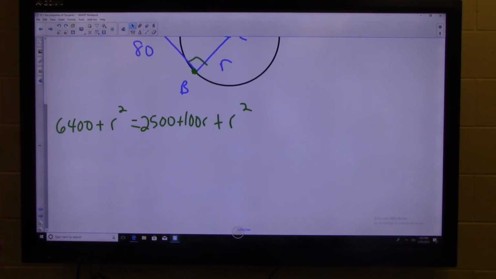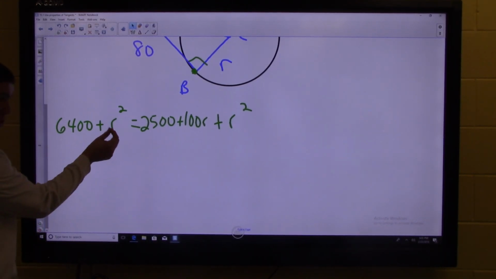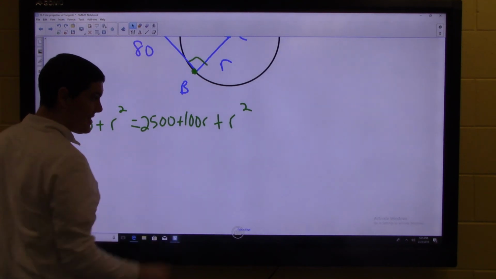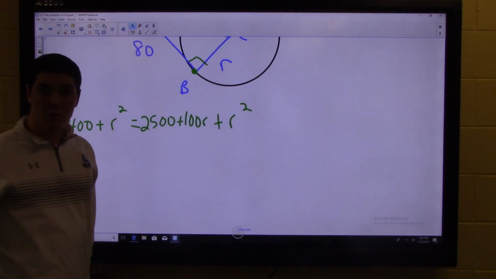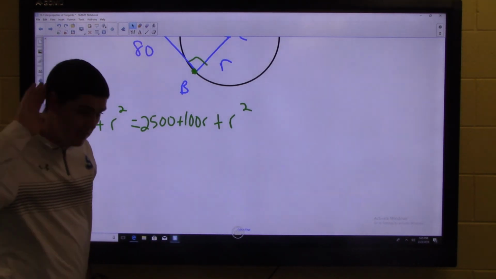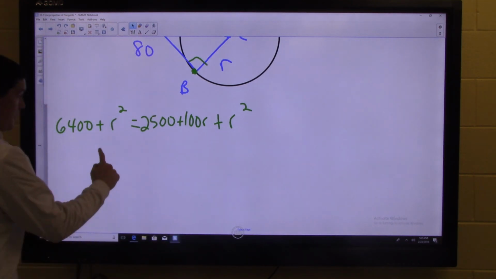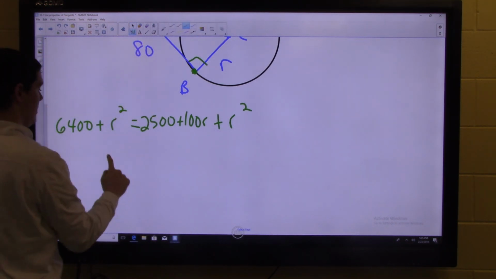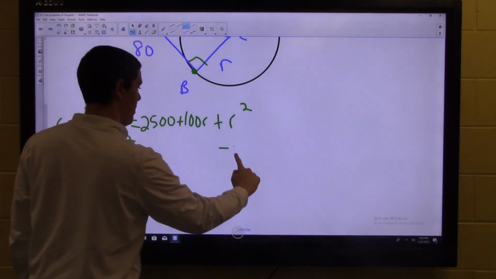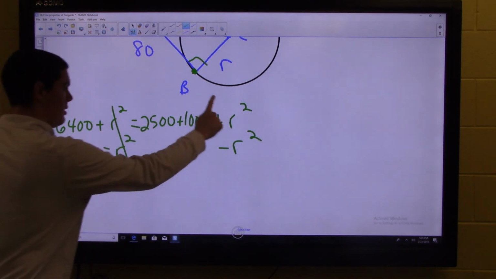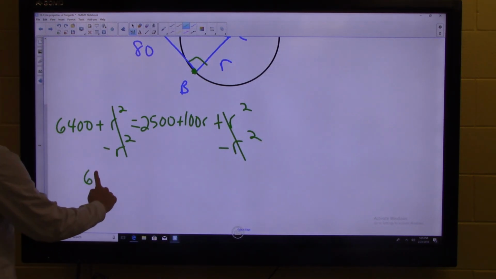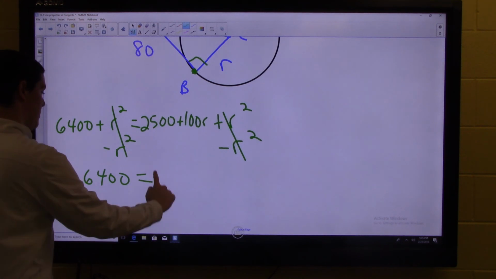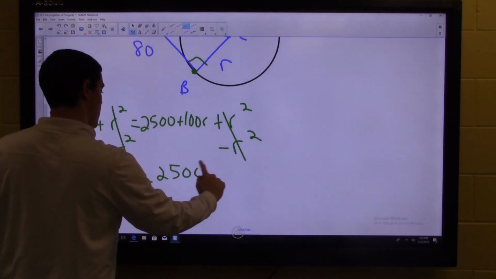Now, I know it might look daunting here, guys. We've got some squared terms. That's all right, you can handle this. Because what happens, we've got an r squared on this side, we've got an r squared on this side, so we can get rid of those. We can get rid of those by doing what? That's right, subtracting r squared. Cancel on both sides. 6,400 is equal to 2,500 plus 100r.